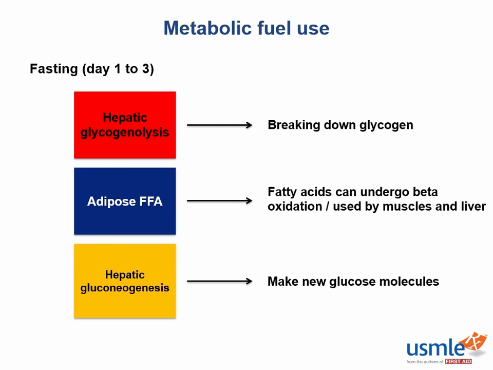Now why can't red blood cells use fatty acids or ketones? There you go. Remember that our red blood cells lack organelles and therefore lack mitochondria. Due to this, they can only use glucose through the process of glycolysis to produce ATP.